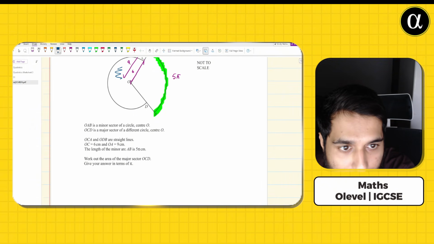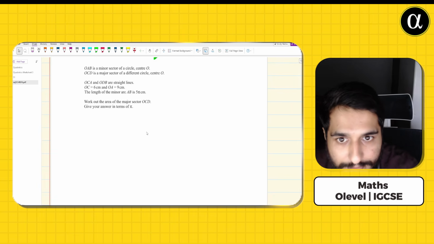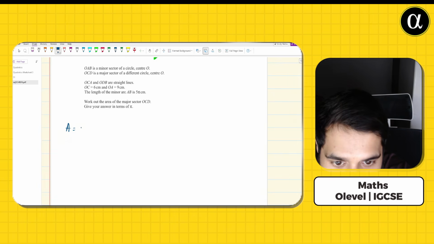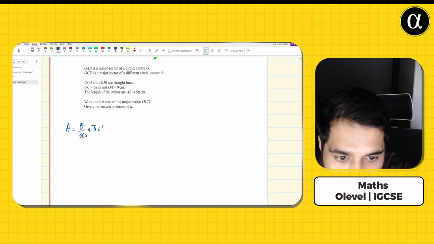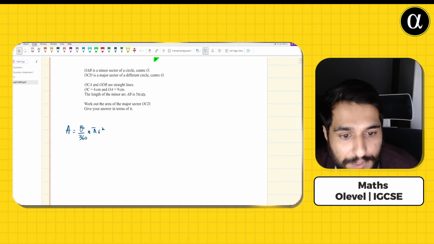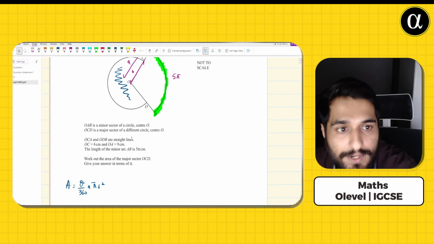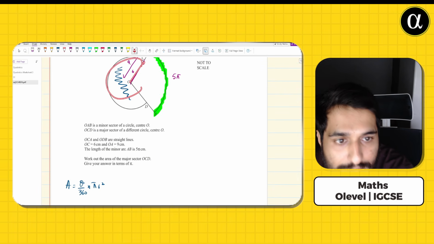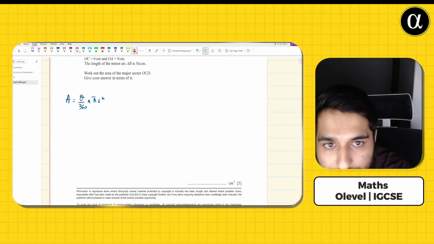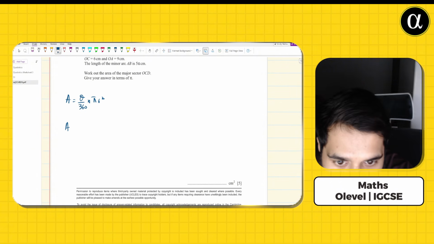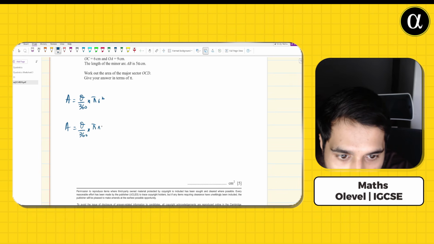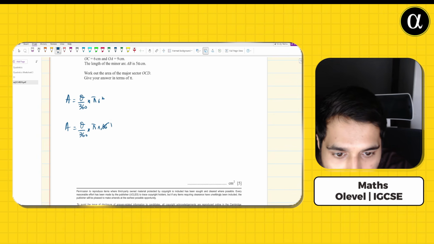Let's have a look. If I want to find this area, it's going to be A is equal to theta over 360 times pi r squared, where the value of the radius is going to be 6. For this sector, the radius over here is 6, so we'll plug in 6 over here. A is equal to theta over 360 times pi into 36, and we know that this is 1 and this is 10, so A is equal to theta over 10 of pi.